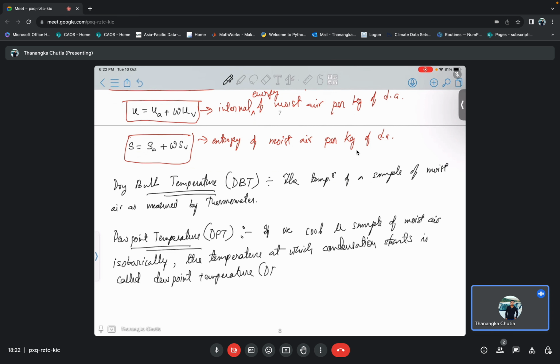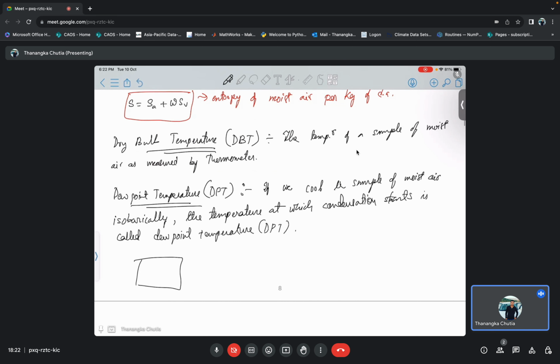Or dew point temperature, DPT. That means what? Suppose this is a sample of moisture. Now if you cool it isobarically, at constant P, what will happen? If you cool it at constant pressure, that means you are removing heat from it, and after a certain point of time the mixture of moisture will become saturated. Yes or no? After that it can no longer hold, because at a particular temperature and a particular pressure, the saturation temperature is fixed. Yes or no?